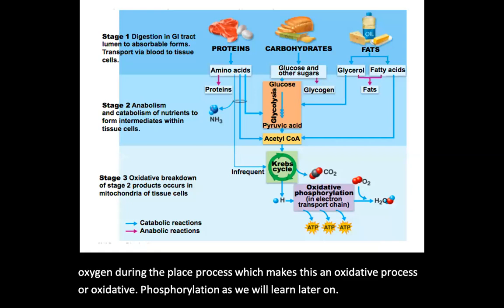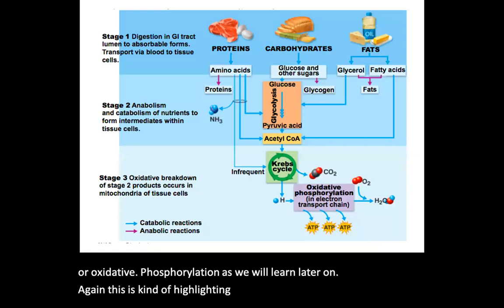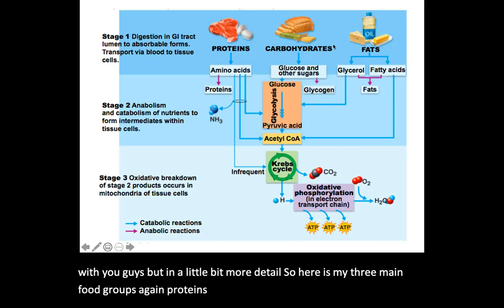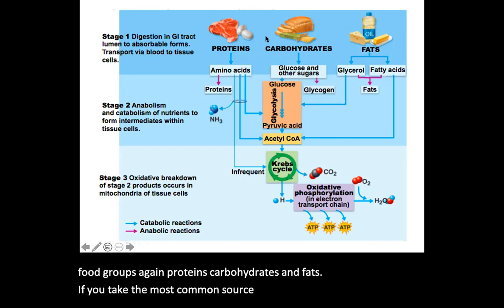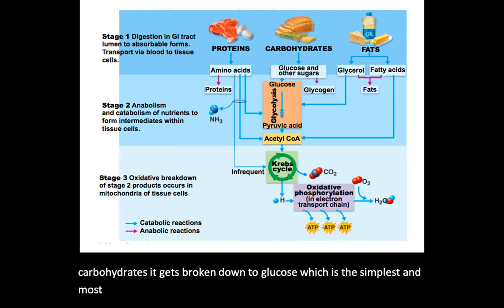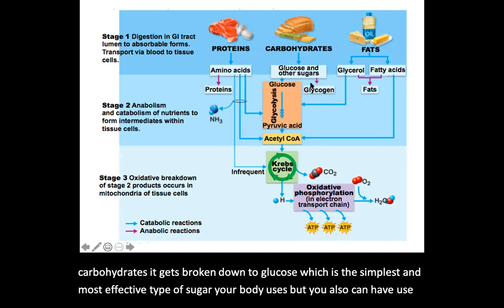Again, this is kind of highlighting the same process that I've discussed with you guys, but in a little bit more detail. So here are my three main food groups, again, proteins, carbohydrates, and fats. If you take the most common source of energy for our body, which is carbohydrates, it gets broken down to glucose, which is the simplest and most effective type of sugar your body uses, but you also can use other types of sugars.